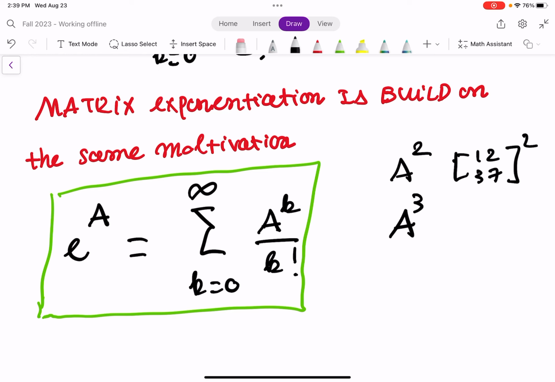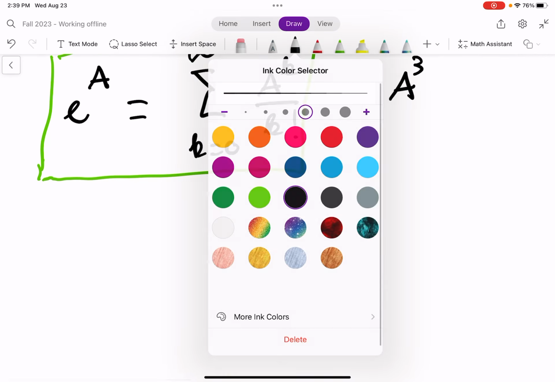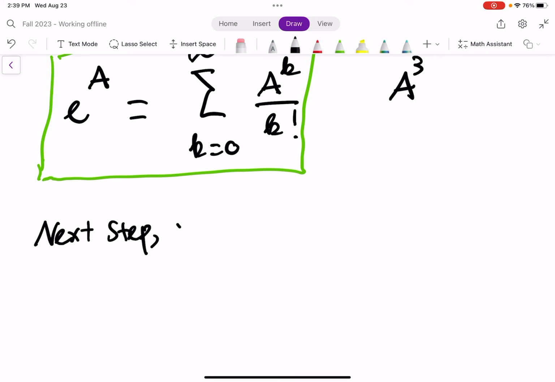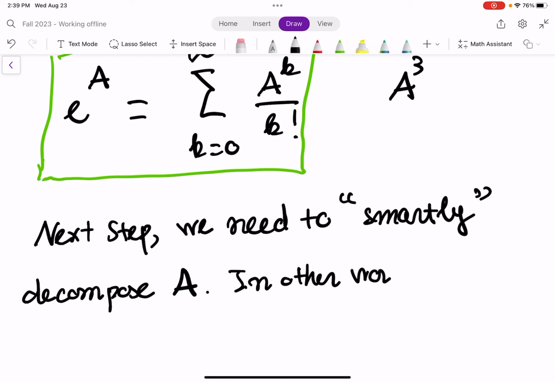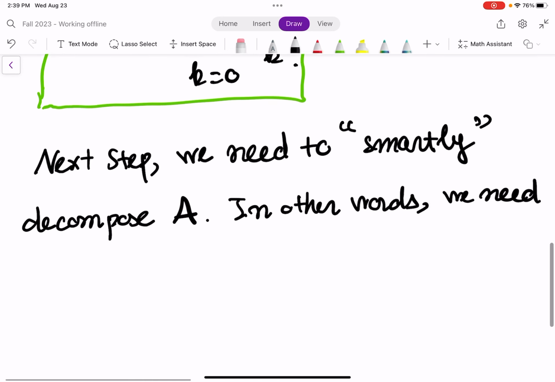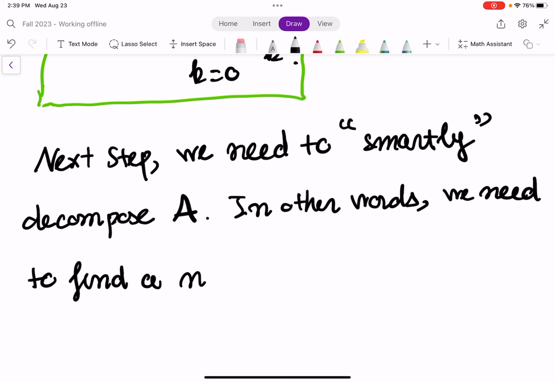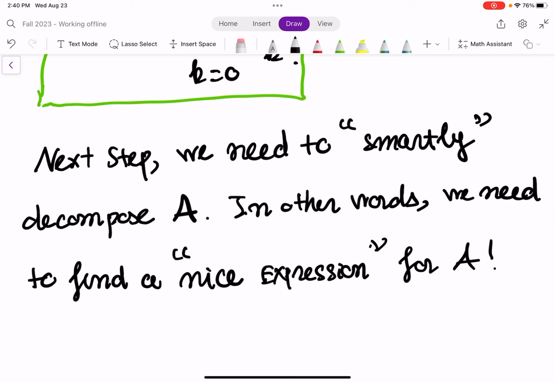A is a pure matrix, right? We need to decompose A. So, the next step: we need to smartly decompose A. A is a matrix, or in other words, we need to find a nice expression for A.